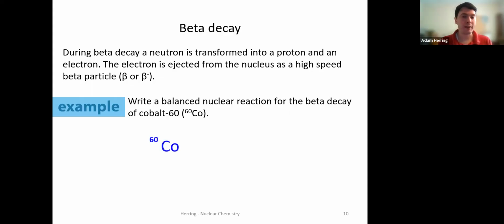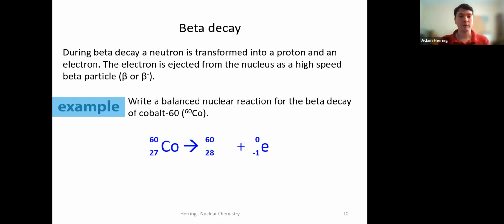As always, we start by writing the identity of the parent nucleus, cobalt, with 60 mass units. Looking at the periodic table, you see that cobalt's proton number is 27. Since we're emitting a beta particle, that is equivalent to an electron with a -1 charge and no mass. So the mass of our daughter nucleus does not change. However, the number of protons does, and it ends up being 28.